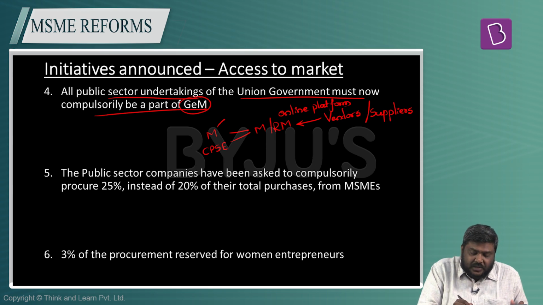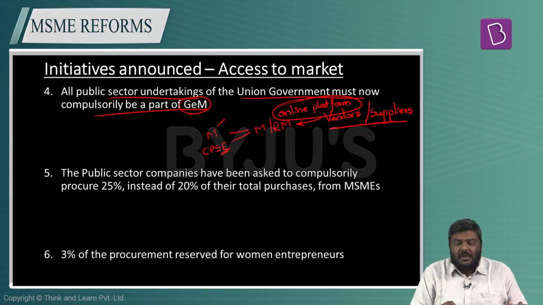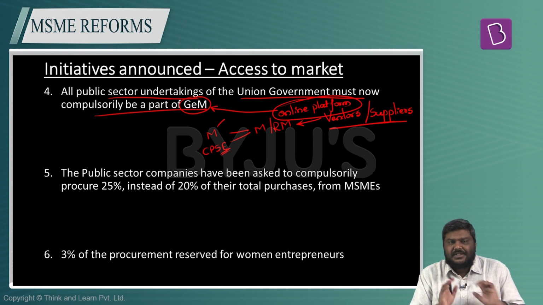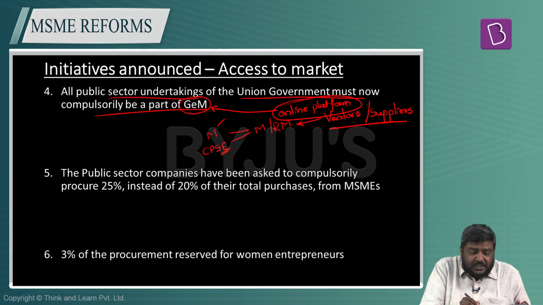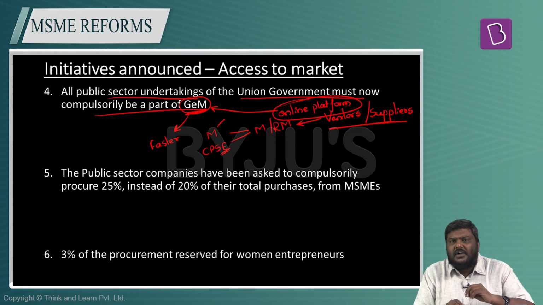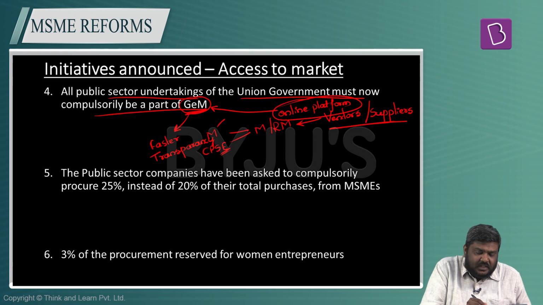And the ministry or the central public sector enterprise will choose these particular vendors from this online platform. This online platform is called Government E-Marketplace. The objective of a GEM is to ensure a faster process of allocation as well as purchase of these raw materials, and transparency in the process of purchases.